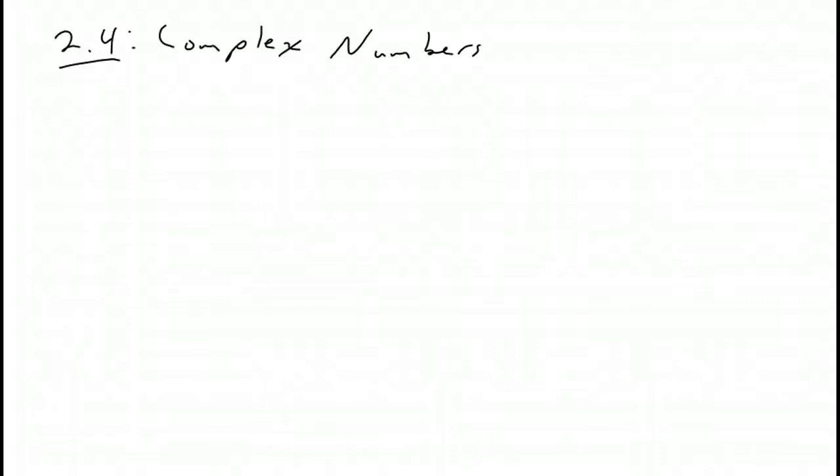Section 2.4 is talking all about complex numbers. A complex number is kind of a whole number mixed with an imaginary number, or sometimes just an imaginary number. So what I'm going to do first is just remind you guys about imaginary numbers.